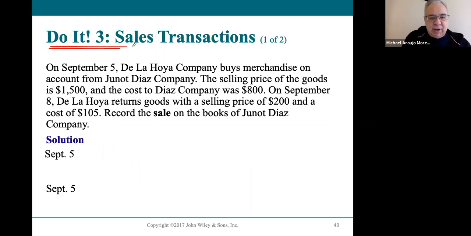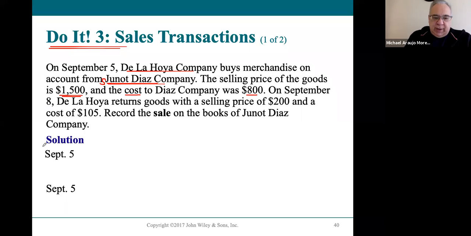And so we wrap up objective 3 from the standpoint of the seller. Okay. Same problem as in learning objective 2, De La Hoya and Junot Diaz, except we're looking at things from the seller's perspective, right? We're doing the accounting for the seller. Junot Diaz is the seller. So on the 5th of September, De La Hoya bought merchandise on account from Junot Diaz. The selling price of the goods is $1,500, but the cost to Junot Diaz is $800.